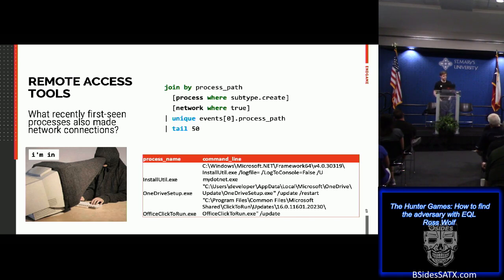So if you try this hunt in your environment, you'll probably see setup files that reach back. Here's some that I've seen. But you can also find these living off the land binaries from earlier, like InstallUtil. Maybe it never ran before, and the first time it did, it made a network connection.